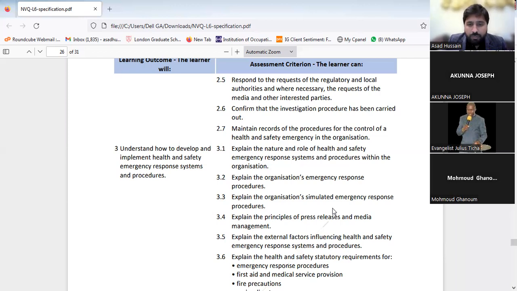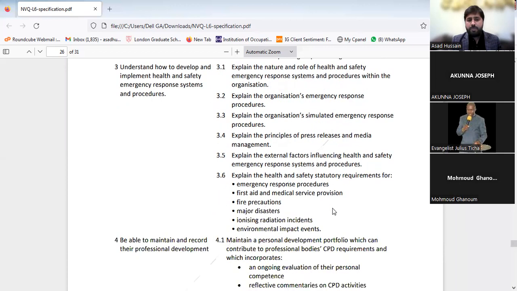Now moving forward to 2.7: maintain records of the procedures for the control of a health and safety emergency in the organization. It is just the same as what we have in 1.8. The evidence is that you have to explain how you are keeping the record of procedures for the control of health and safety emergencies, with respect to your organization. What are the means you are using for this recording? It can be an online storage system, or servers where you have kept the records.